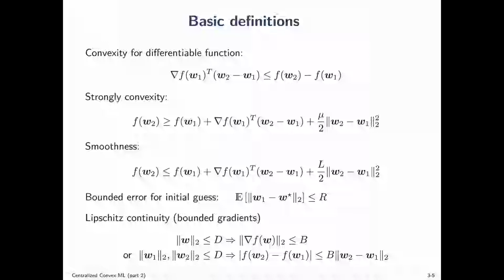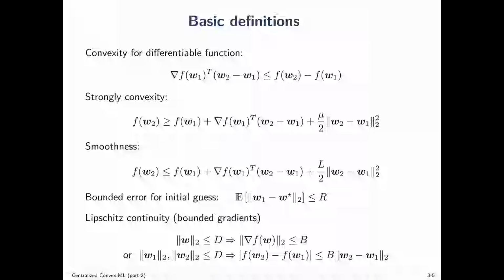So the change of the function is going to be lower bounded by another quadratic function with curvature L. Okay. So these are the main definitions that we had for bounded error. These are two main definitions that we're going to need in this lecture to establish most of the convergence results.